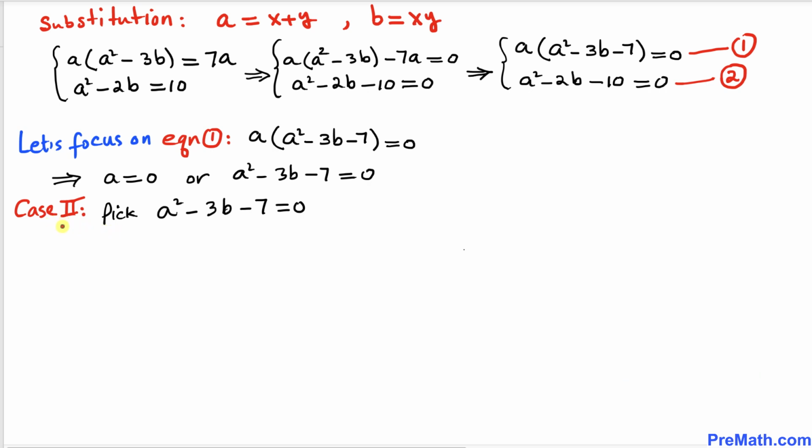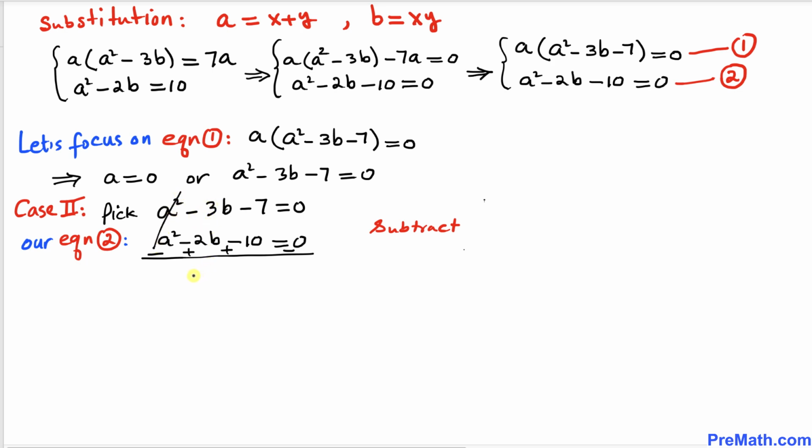And now we are going to consider case number 2, and this time we are going to pick the other value, a squared minus 3b minus 7 equal to 0. And here's our equation number 2 as well. Now let's go ahead and subtract these equations. I'm going to change the sign: minus, positive, positive, negative. So this is gone, and we get negative b plus 3 equal to 0, which means the b value turns out to be positive 3.